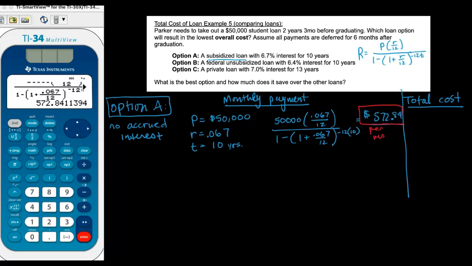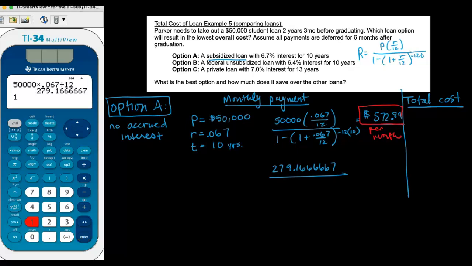So that's my monthly payment per month. Okay, and then in case you don't have this type of calculator, I'll just show you real quick. You would just type in 50,000 times 0.067 divided by 12. So you don't need that fraction button. And then you write down the numerator: 279.1666666. I always keep all the digits. It keeps the answer precise. And then I'm going to do the denominator.